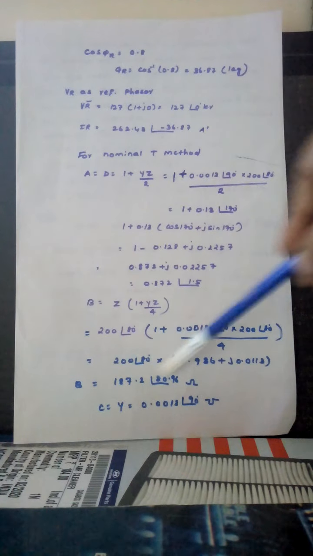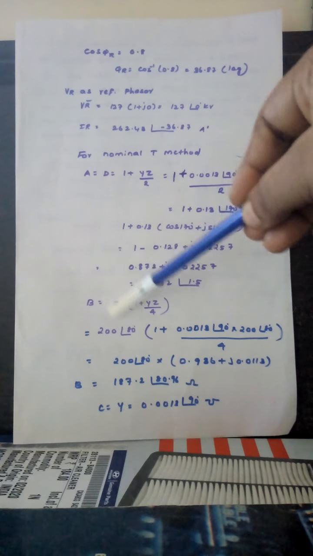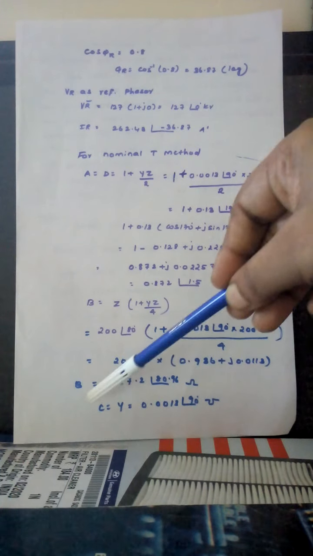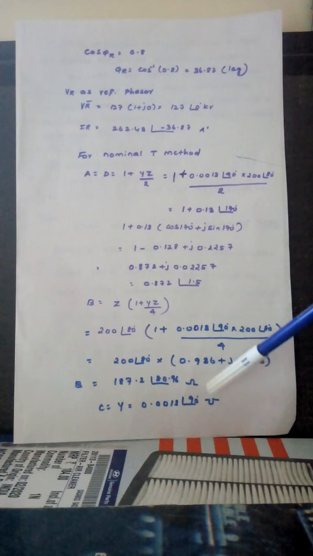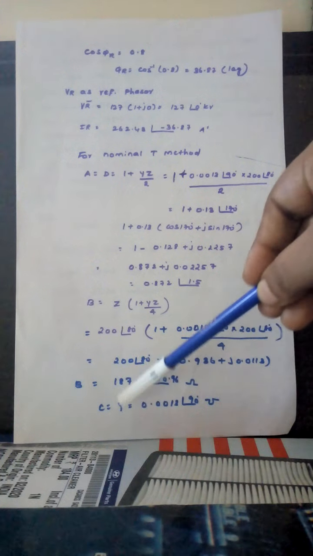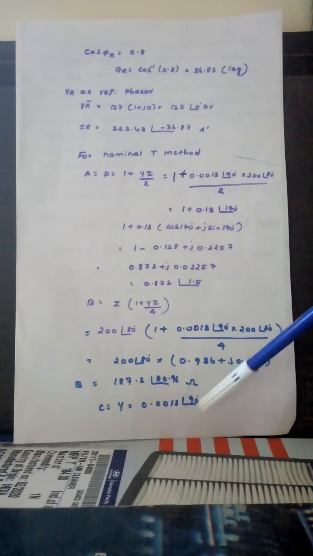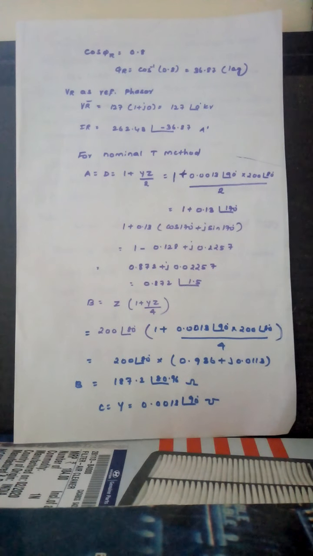Similarly we find B equal to Z into 1 plus YZ by 4. We know the Z value and the Y value, so substituting here we get B as 187.2 at an angle 80.96 ohm. Similarly C equal to Y, which is nothing but the shunt admittance, so we get 0.0013 at an angle 90 mho. So we got all the values of A, B, C and D.